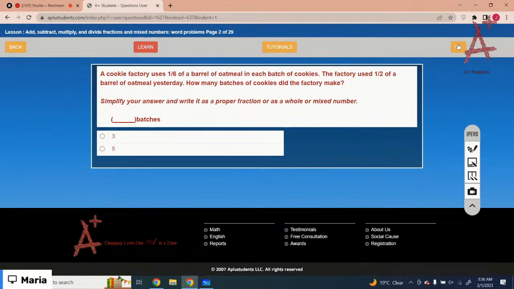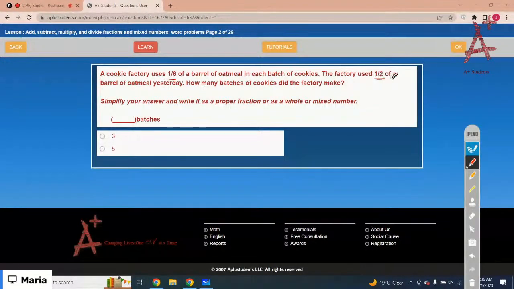Okay. A cookie factory uses 1/6 of a barrel of oatmeal in each batch of cookies. The factory used half of a barrel of oatmeal yesterday. How many batches of cookies does the factory make? So you have to do 1/6 divided by 1/2, because they used half of a barrel. Got it?